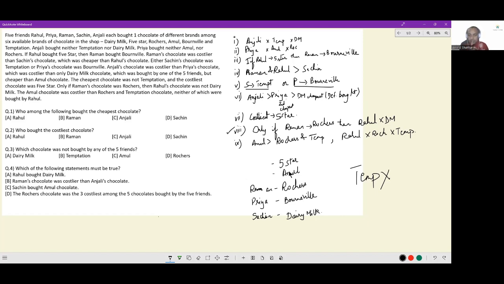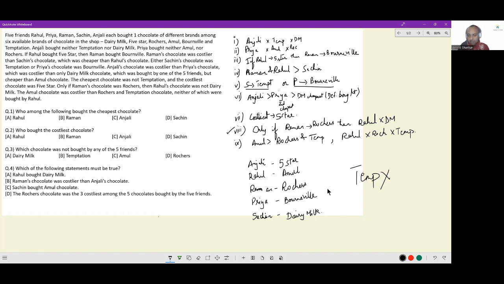We know Anjali doesn't buy Temptation and Dairy Milk. Done. Priya doesn't buy Amul and Rochers. Done. If Rahul is 5-Star, then Raman is Bournville. But we know Rahul is not buying 5-Star then, because Raman already has Rochers. So Rahul is not buying 5-Star. This has to be Anjali. And finally, the only person left is Rahul.